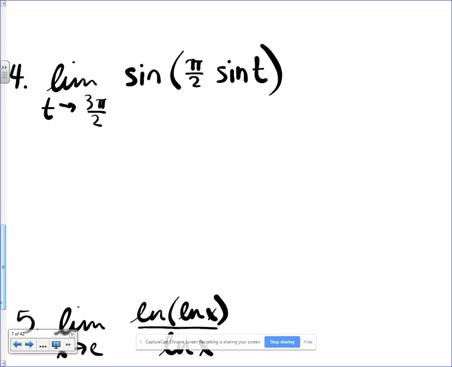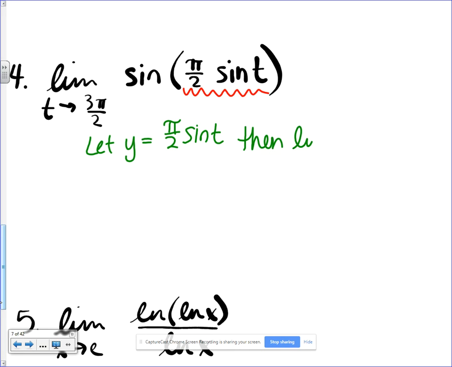What's the little function? What's the piece that was plugged into the larger function? This guy right here is going to be my little function. So I'm going to say let y be pi over 2 sine of t. Then I'm going to find the limit of that little function.